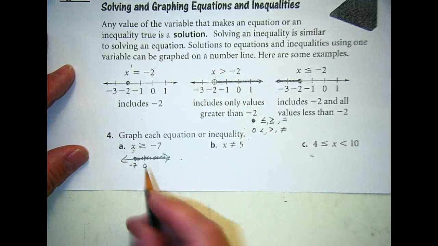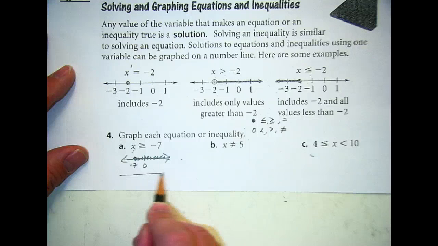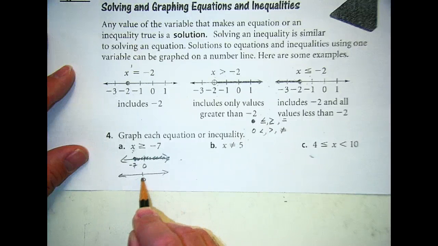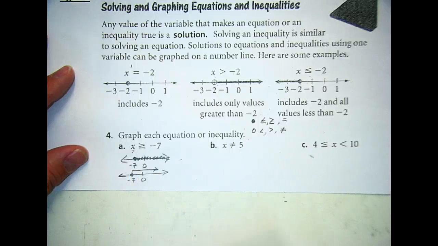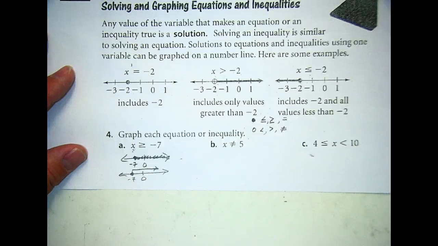Now, I know that there's some people that shade like this. There's some people that shade like this. They put their little 0 and negative 7, and they put their closed circle, and then they do their little scribble like that. That's fine. Doesn't matter to me. So, however you want to shade.